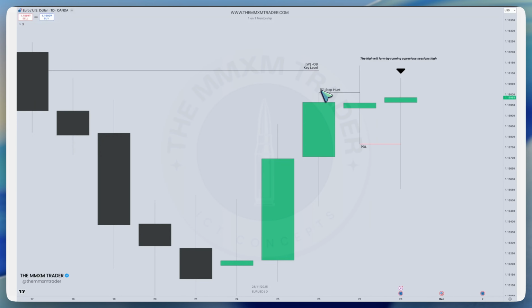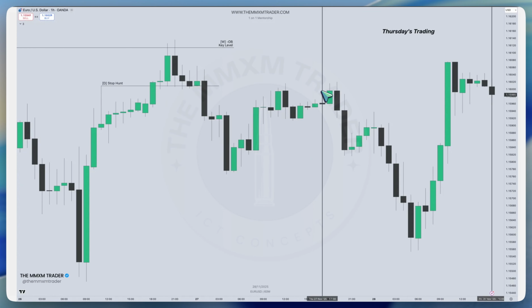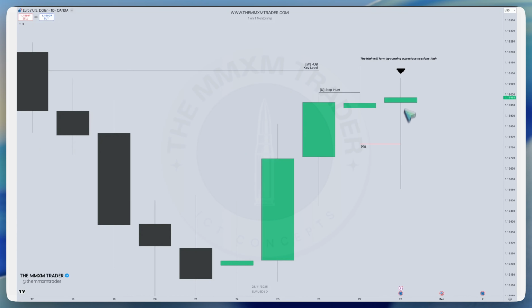So it's a very forgiving model, even if you're not somebody who is very strong with their high time frame bias, right? And this is why I recommend this model to beginners all the way to advanced students. So this is the day where we close within, okay? This is Thursday's trading. That is this candle right here.